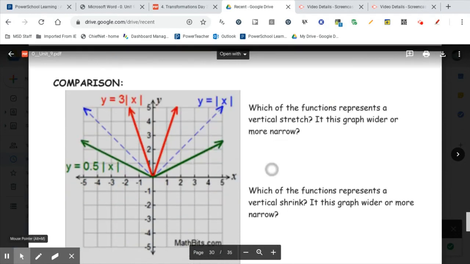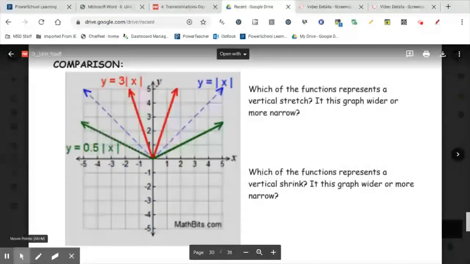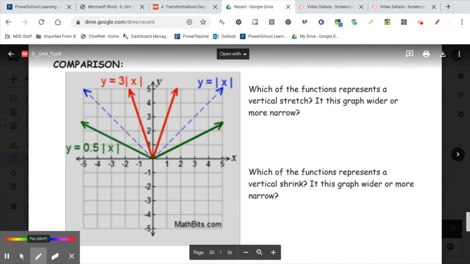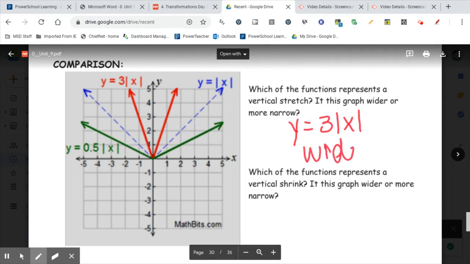Let's move on to some comparisons. It says, which of the functions represents a vertical stretch? Is this graph wider or more narrow? So the stretch is going to actually be the y equals 3 absolute value of x, and it gets more narrow.